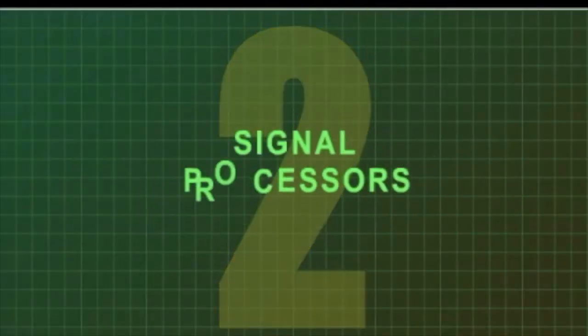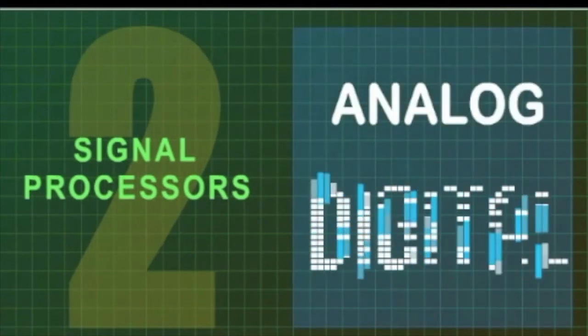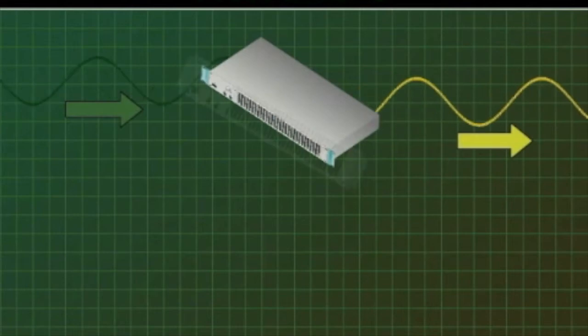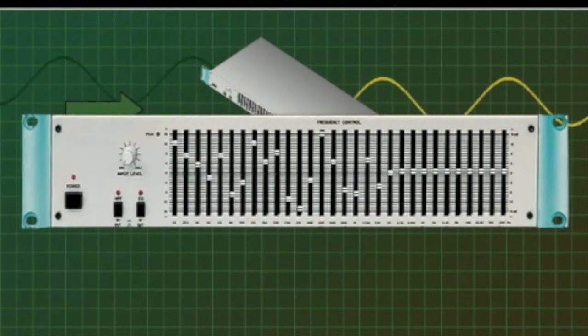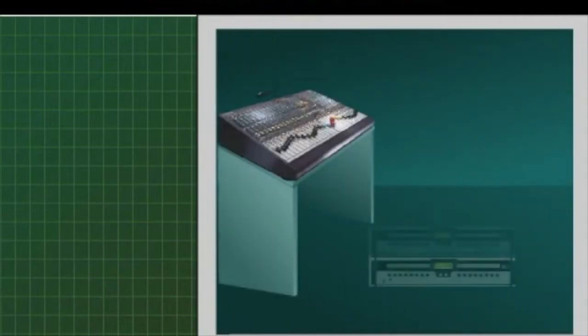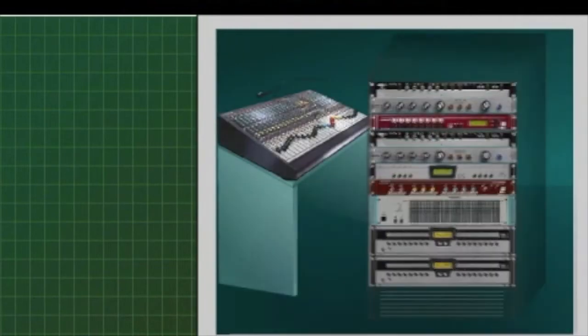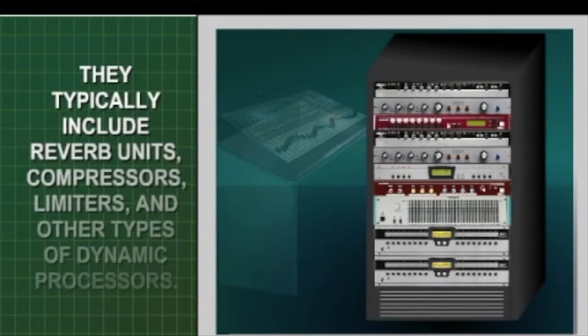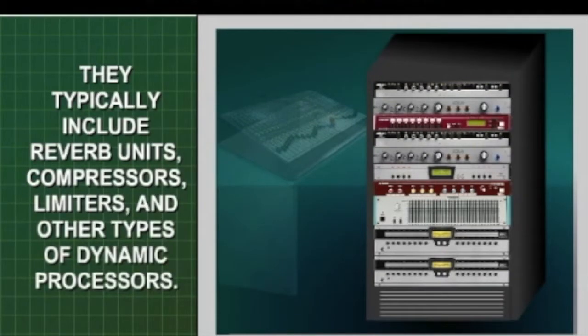There are two types of signal processors, analog and digital. Analog signal processors modify an incoming electrical waveform through adjustments made by the operator. Analog signal processors, otherwise known as outboard gear, are located outside of the mixing console and are mounted inside a rack enclosure. They typically include reverb units, compressors, limiters, and other types of dynamic processors.